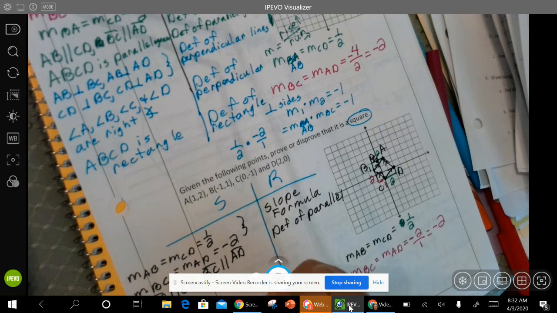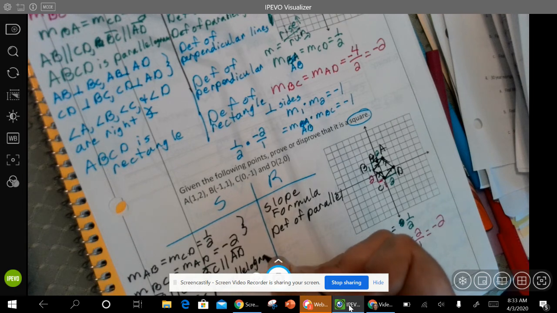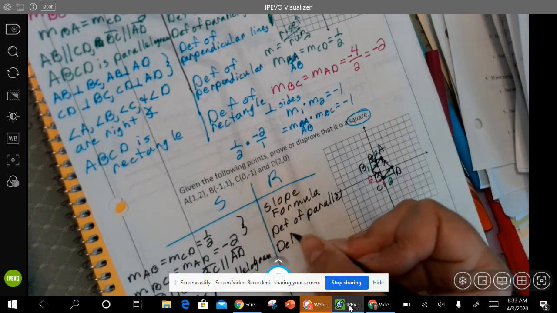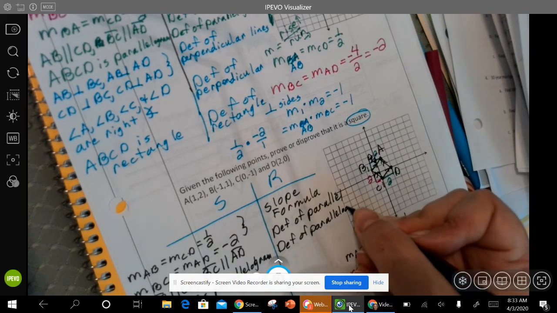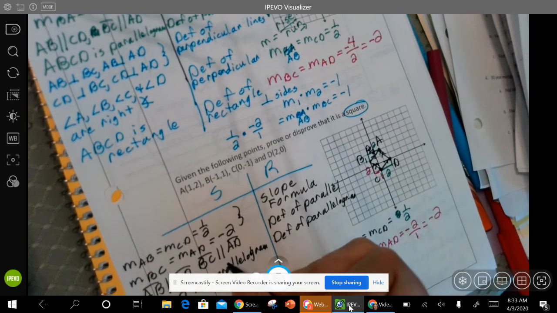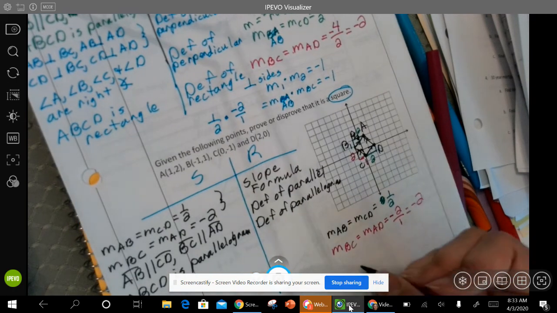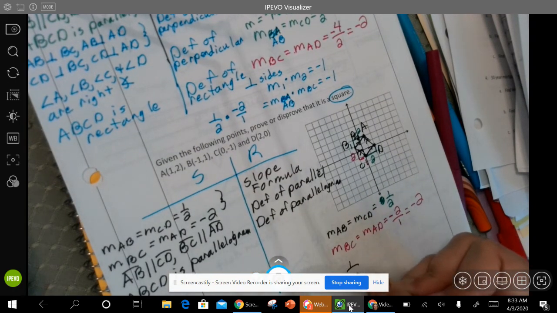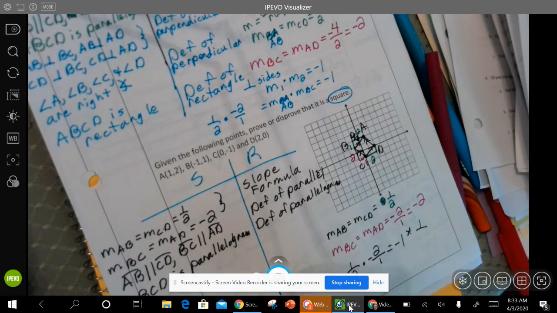Okay, so that means that it is a parallelogram. So ABCD is a parallelogram. And that's our definition of parallelogram. Okay, so we need to make sure. So when we multiply those slopes together, so -1/2 times -2 does equal -1. Okay, so that means that they are perpendicular.